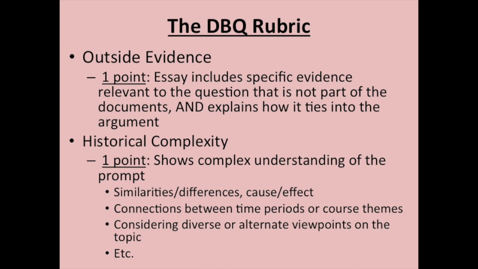And then finally, the new point this year on the rubric is the historical complexity point. And this is where you can show that you have a complex, nuanced understanding of this question. And you can do that in a number of different ways. You can extend the question by going into similarities and differences between something, assuming it wasn't already a comparison question. You can talk about cause and effect, and show connections between different events. You can show connections between different time periods or themes in the course that we talk about.